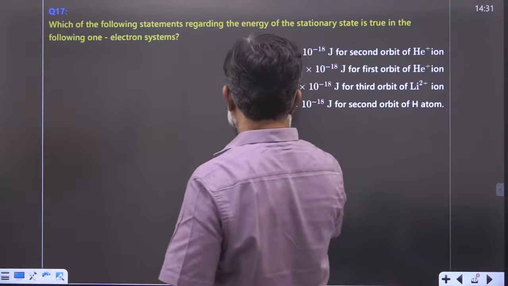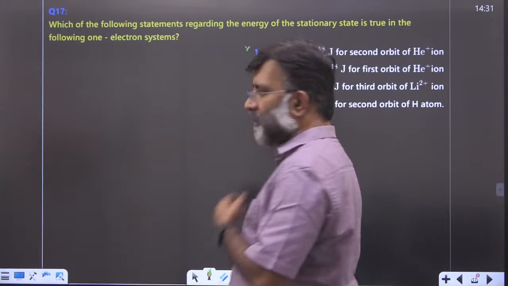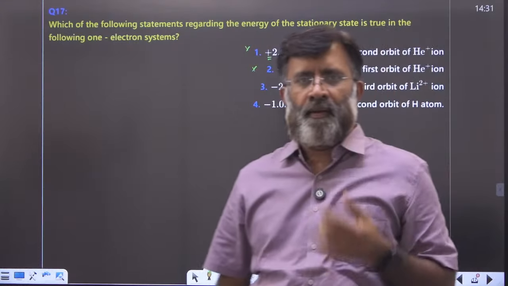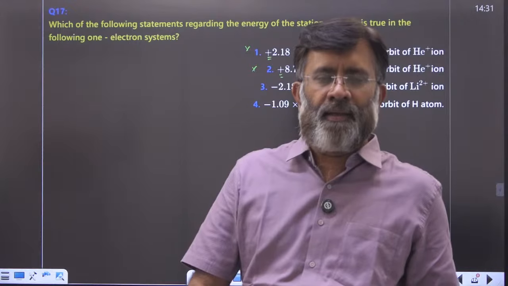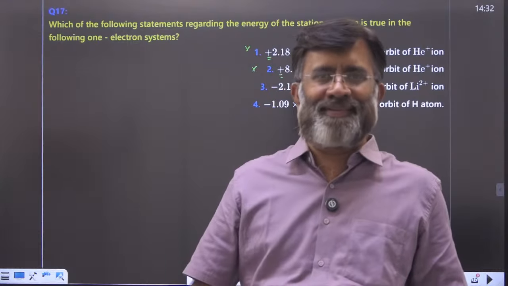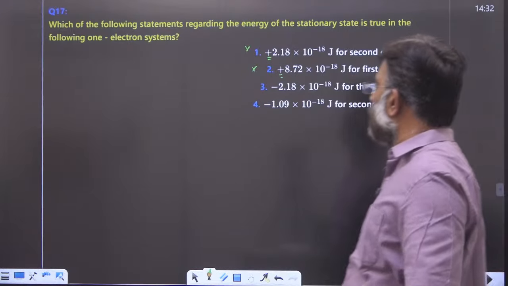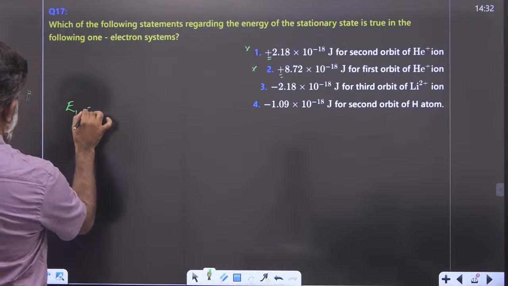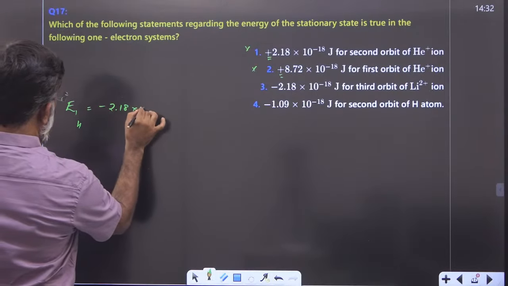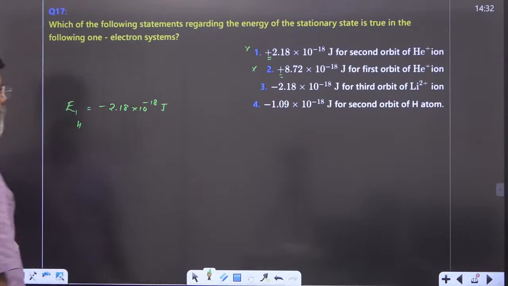We can straight away cut these two choices, because it cannot be plus. Electron energy in an atom is considered as minus, n equal to 1, minus 13.6. Here it is in joules. So everybody knows in joules, E1 for hydrogen is minus 2.18 into 10 power minus 18 joules. Right.